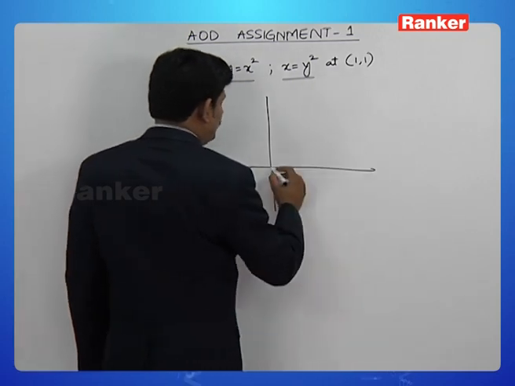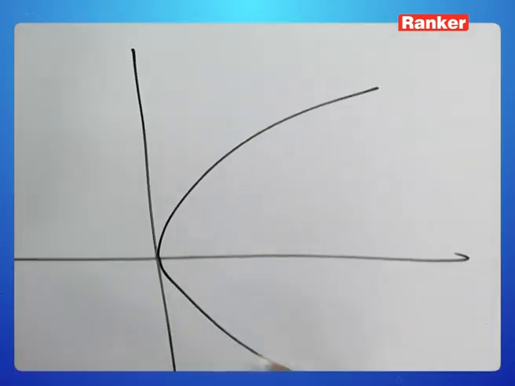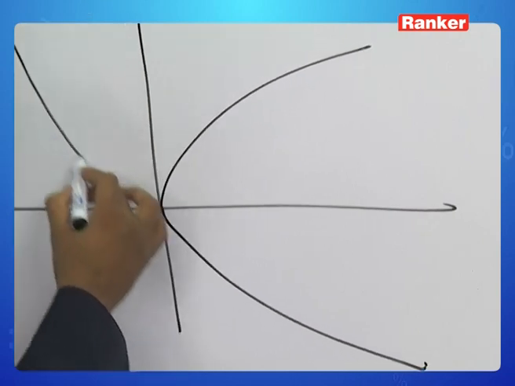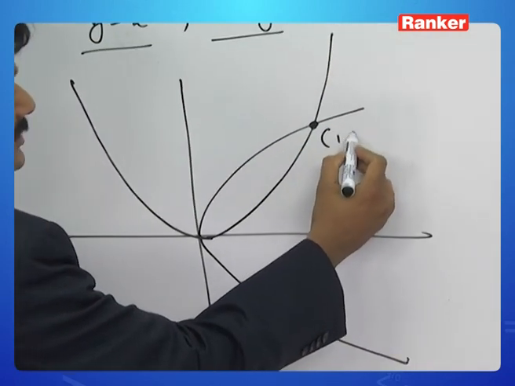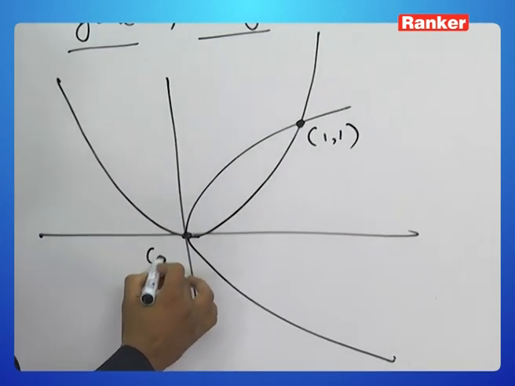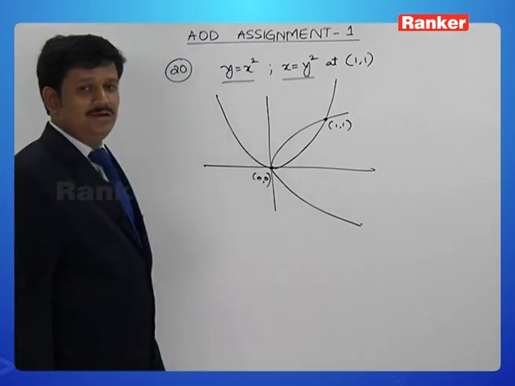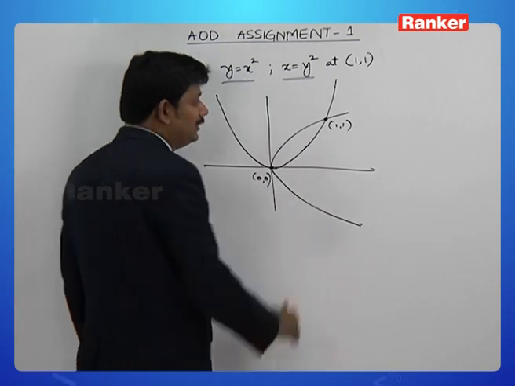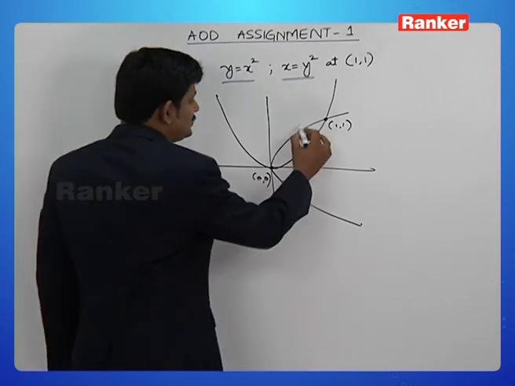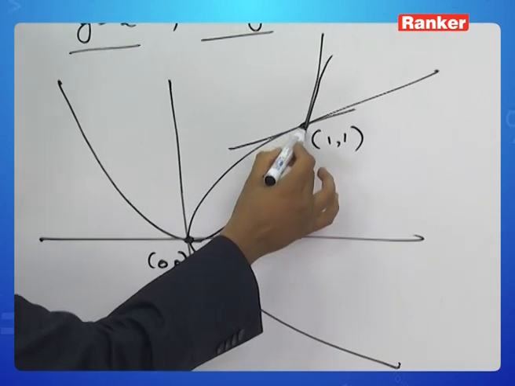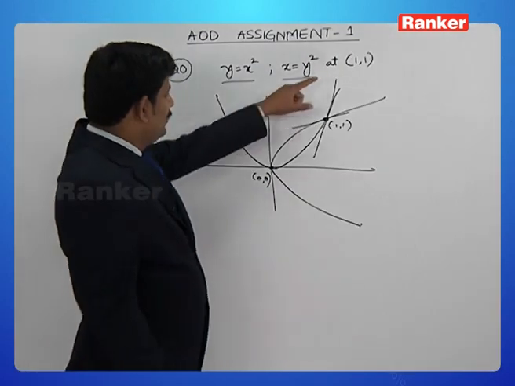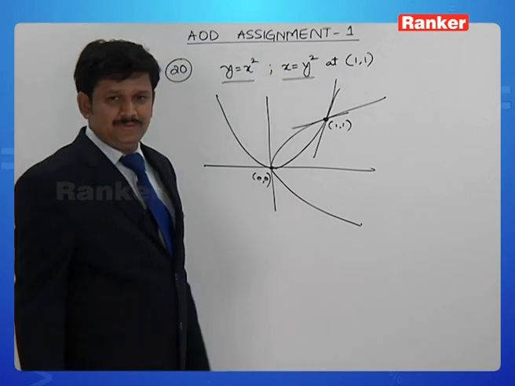Both the curves are parabolas, y equal to x square and x equal to y square, and both of them intersect at 1 comma 1 and 0 comma 0. We are asked to find the angle of intersection at the point 1 comma 1. Angle of intersection is nothing but the angle between the tangents. So, let us find the slope of the tangents at 1 comma 1 to both the curves.